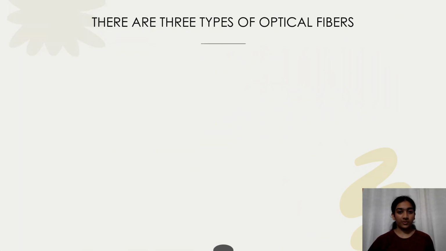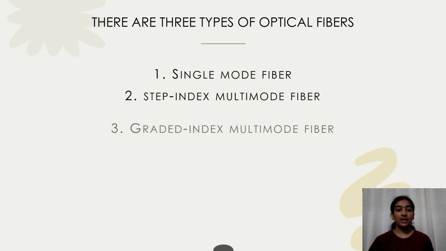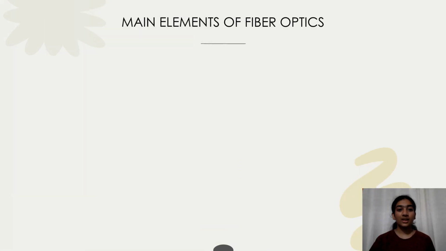So there are three types of optical fibers. First one, single mode fiber. The second one, step index multimode fiber. And the third one, graded index multimode fiber. And we will be talking about all the three types of fibers today. Before beginning with that, let us know the main elements of fiber optics.